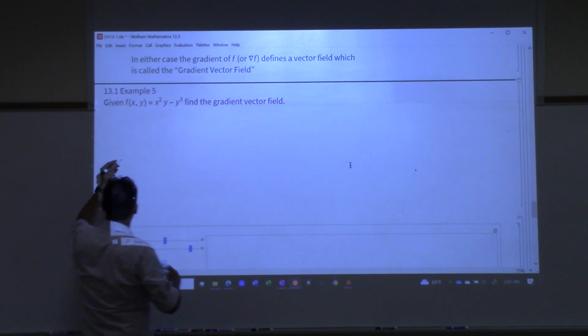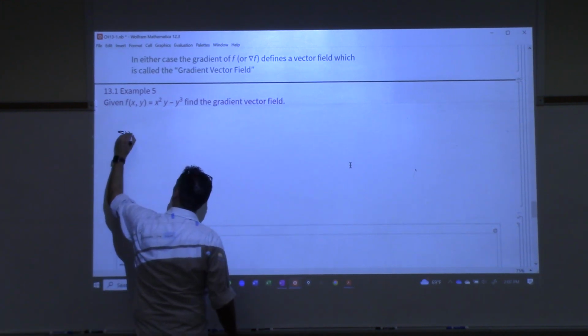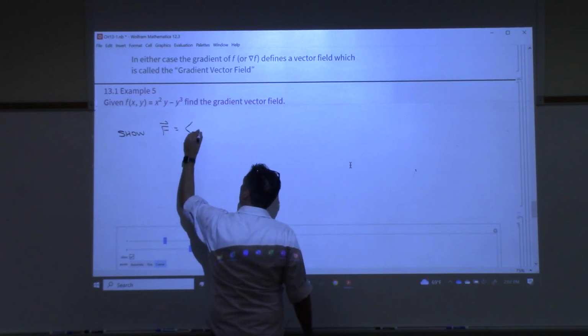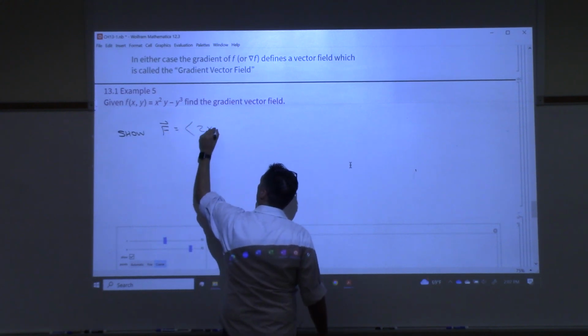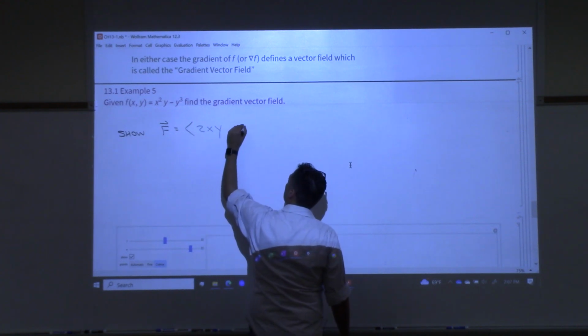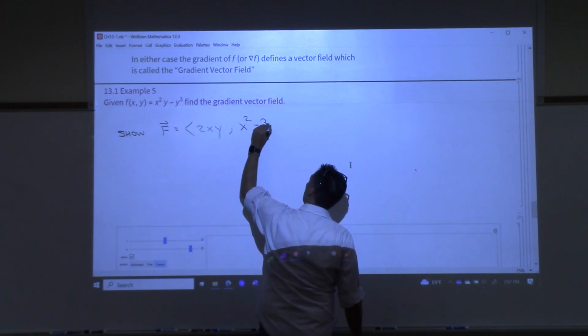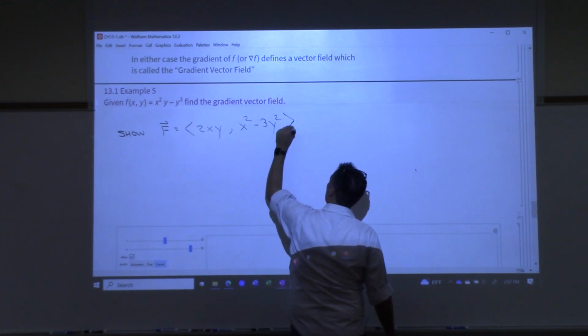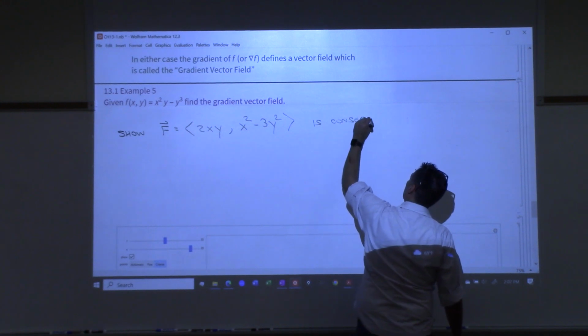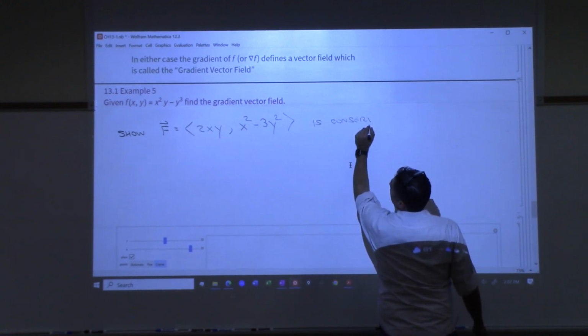So the question would be this. Show that the vector field, what was it, 2xy, and then x squared minus 3y squared. Show that that vector field is conservative. Right?